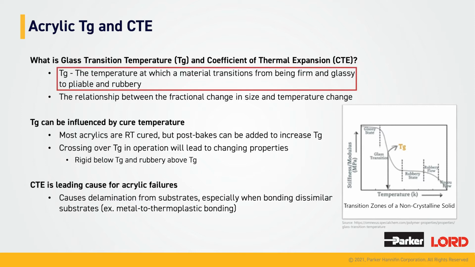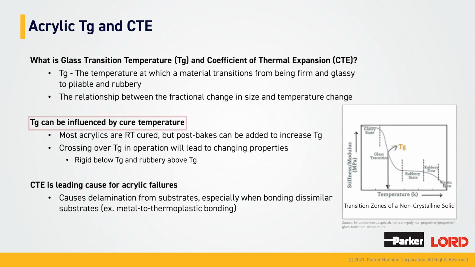So the glass transition temperature is the temperature at which a material transitions from being firm and glassy to pliable and rubbery. And the coefficient of thermal expansion is the relationship between the fractional change in size and temperature change. The glass transition temperature is known as the TG, and the coefficient of thermal expansion is known as the CTE. So the glass transition temperature can be influenced by cure temperature. That is the predominant thing that impacts it.